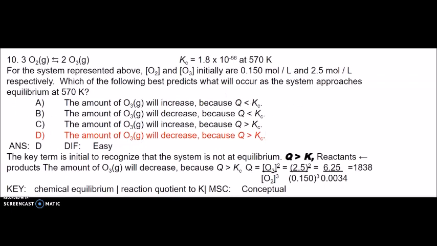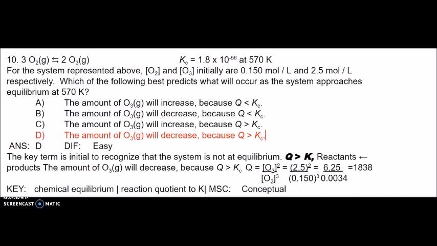My correct answer for number 10 is letter D. The amount of ozone will decrease because Q is greater than K. So the reason that you need to recognize something is the term initial. Notice it's not at equilibrium. So you're given Q values to solve for, and you're given a K value to compare to. So this is one where I'd plug in a little numbers, check to see what happens.